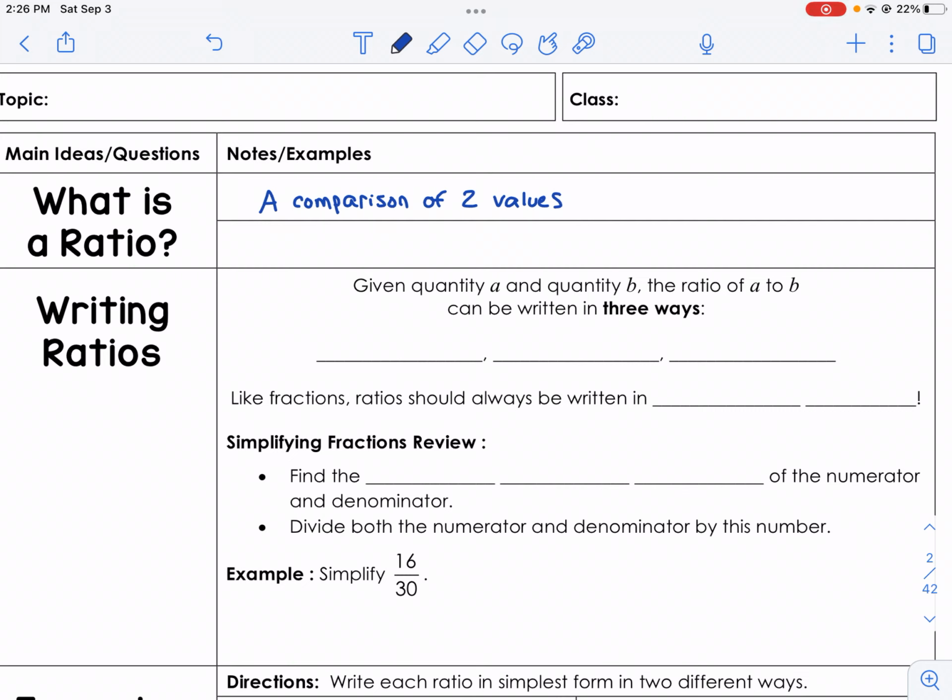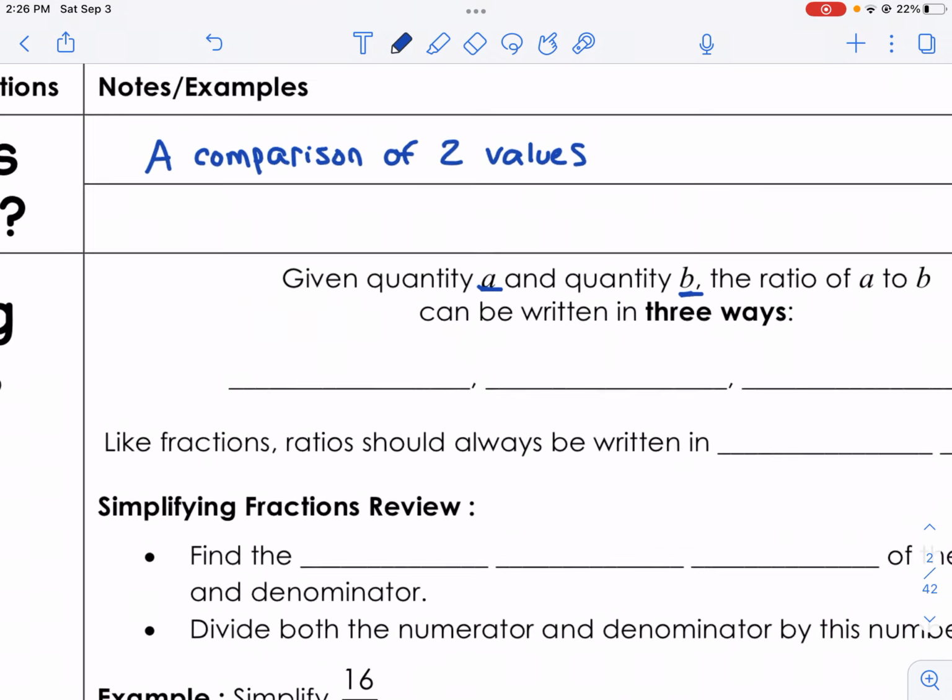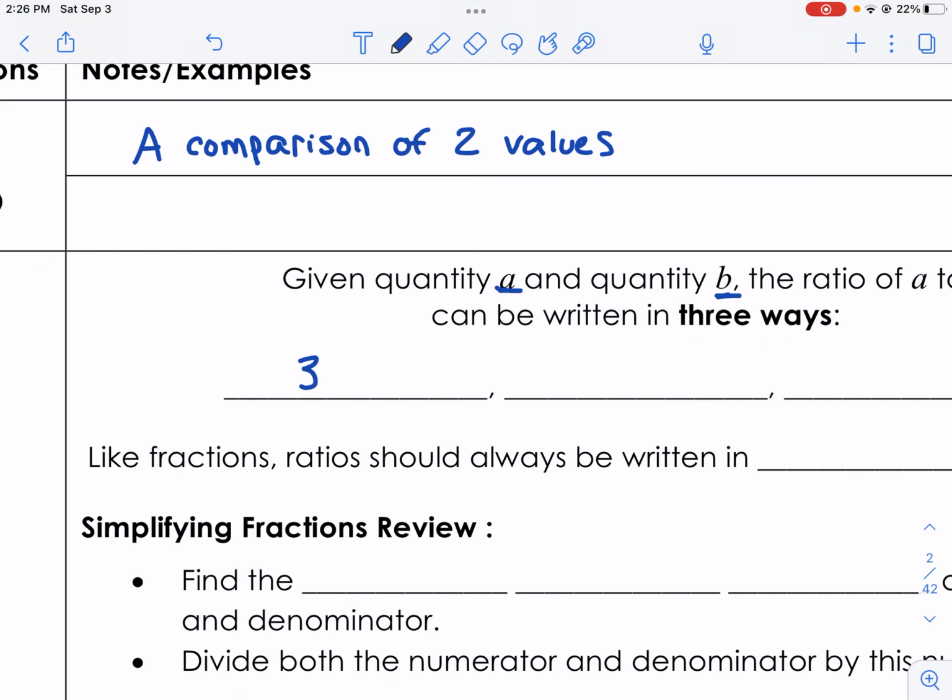So if you have two quantities, like 3 apples and 2 bananas, then we can write that a few different ways. We're going to use A and B as examples here, but A and B could be any single numbers possible. So instead of using the letters, which can be a little confusing, one ratio might look like 3 to 2.